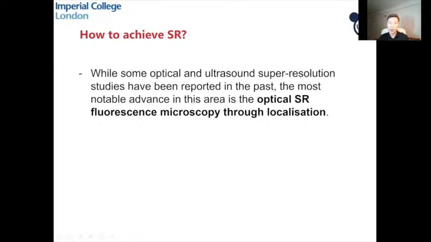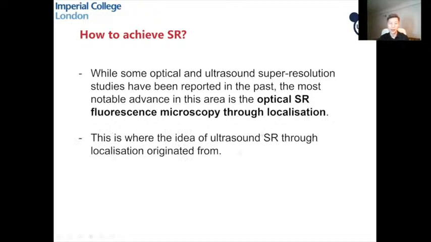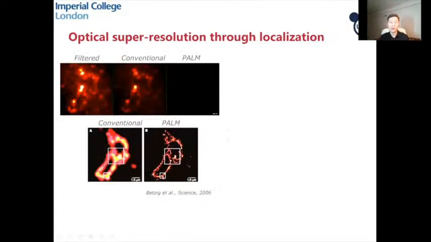So, while some optical and ultrasound super-resolution studies have been reported in the past, the most notable advance in this area is optical super-resolution fluorescence microscopy through localization. So I'll introduce that in a second. This is really where the idea of ultrasound super-resolution through localization originated from. Right. So first, let's go through this optical super-resolution. So what I'm going to play is a video.